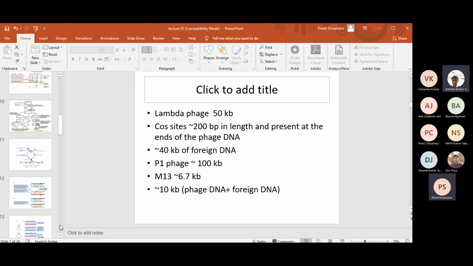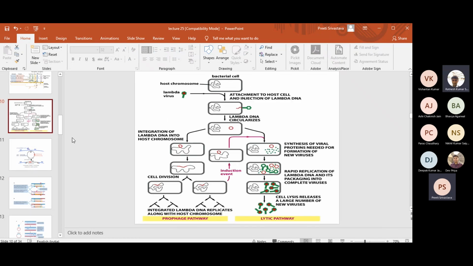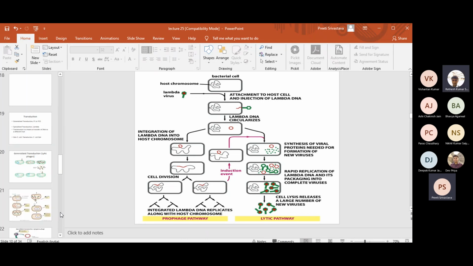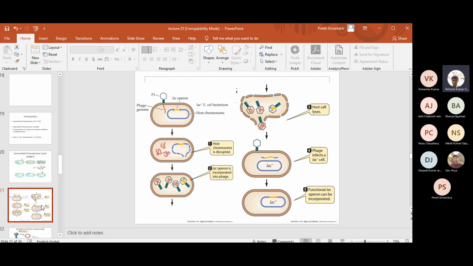Let me see if I have that. We have seen lambda phage, how it looks, like your benzene ring, yes? Whereas the M13 phage will be like this, filamentous.